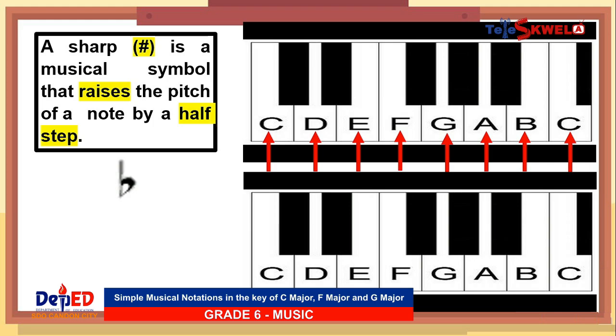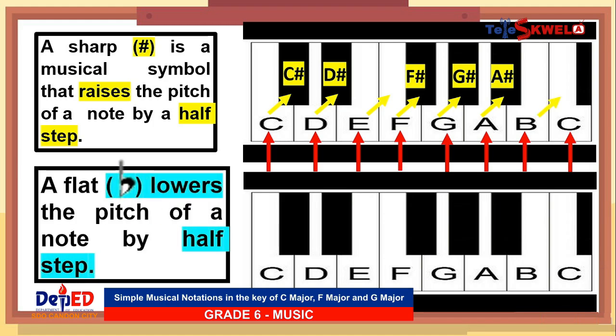Now, if we are going to raise them all by a half step, C becomes C sharp, D becomes D sharp, E becomes F, since there is no black key at the middle of E and F. And F becomes F sharp, G becomes G sharp, and A becomes A sharp, and B becomes C. Let's move on to flats.